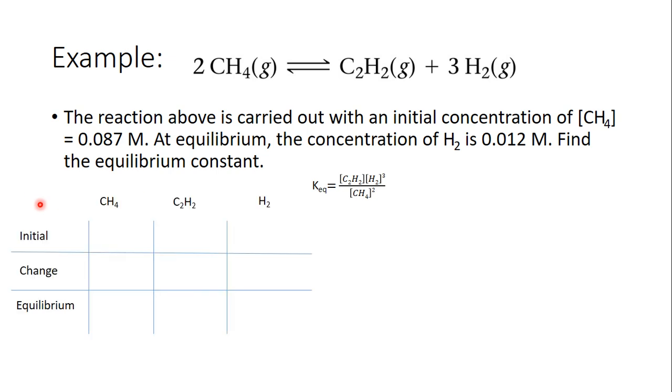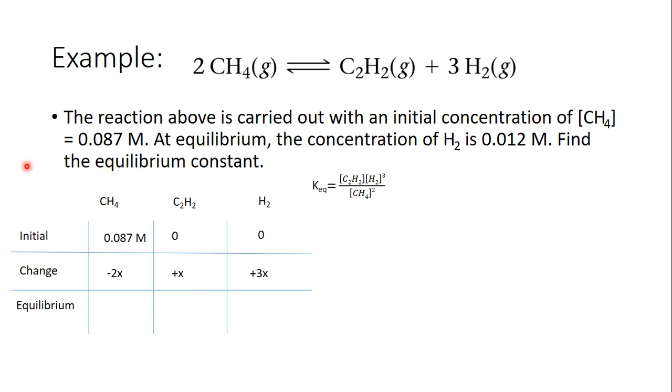Here we need to use what's called an ICE table. The reason it's called ICE is because we have 3 different columns. We have a column for our initial concentration, a column for the change in our concentration, and a column for our equilibrium concentration. For our ICE table, we're going to list everything that's in our equilibrium equation. Initially, we know we start with 0.087 molar CH4. And like I said, if I don't give you any concentration for the products, assume they are 0.